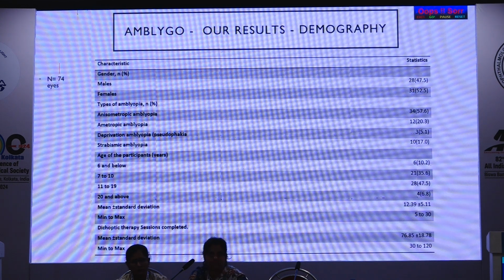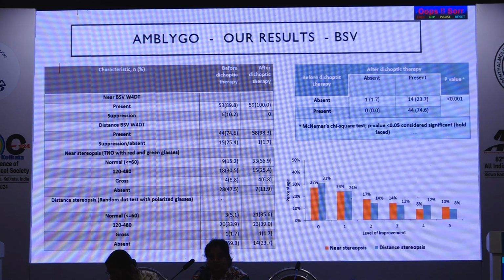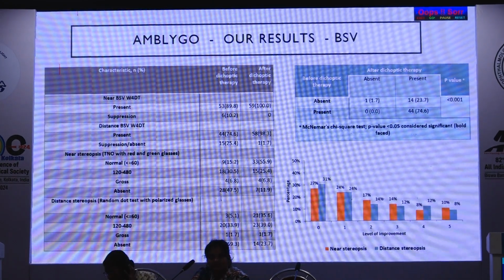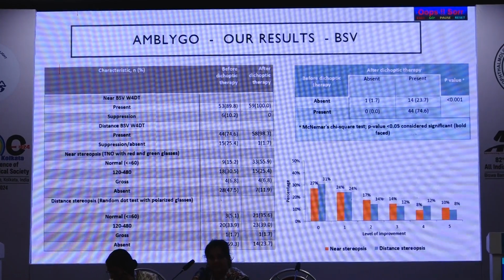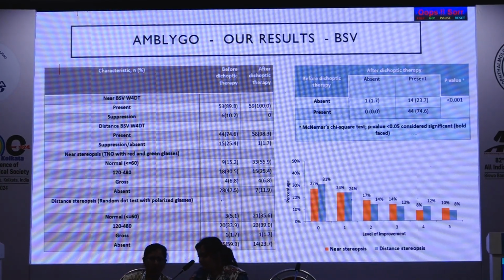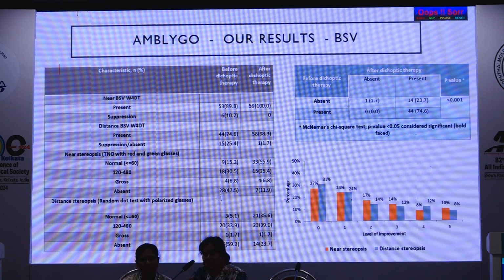Many of them are between the 7 to 10 or 11 to 19 age group. And so you can see here that before therapy, after therapy, all of them are having near binocular vision. 100% of the patients are having. And prior to the therapy, 6 patients had near suppression. After the end of the sessions, all of them had regained BSV.